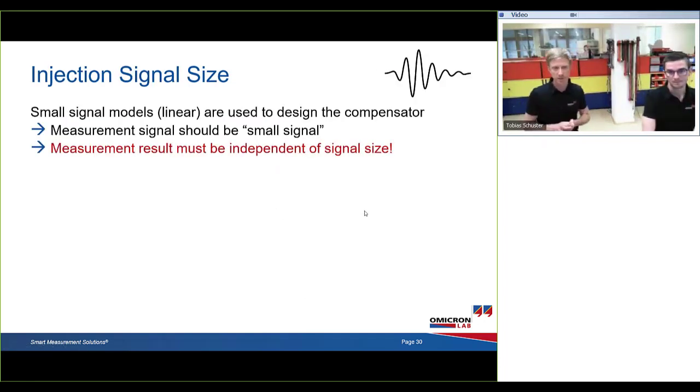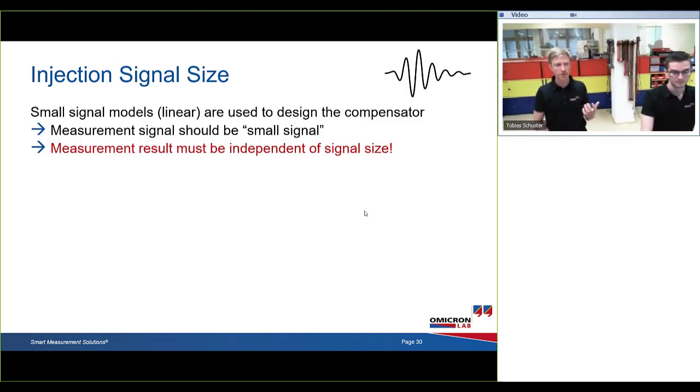Something very important in addition is the injection signal size. The small signal models that are normally created to model the dynamic behavior of a converter and that are used to design the compensator are linearized, because the systems normally aren't linear. So they are linearized in the operating point, and of course linearized things are only linear for small signal changes. If you have big signals, then you will bring the system out of the operating point and will measure large signal effects. Small signal and linear means that the measurement result must not depend on the signal size.